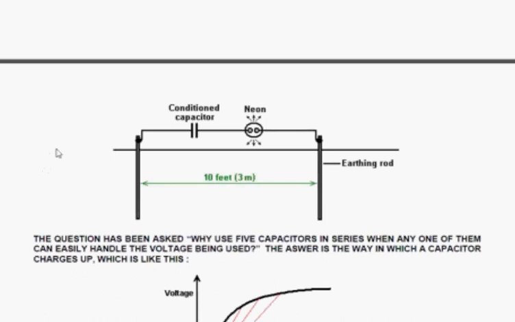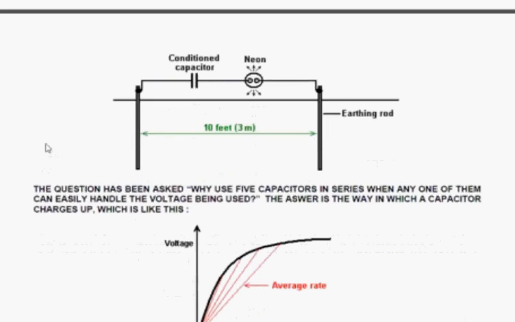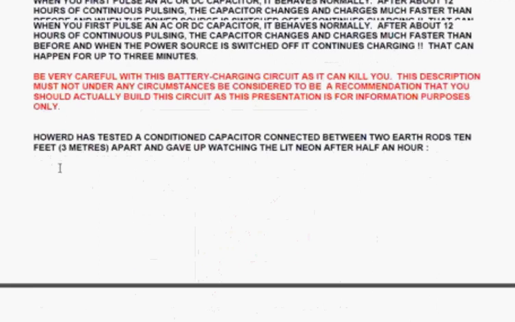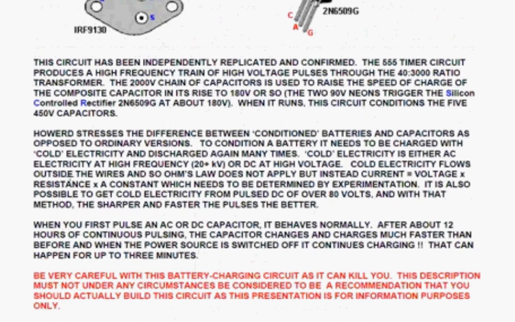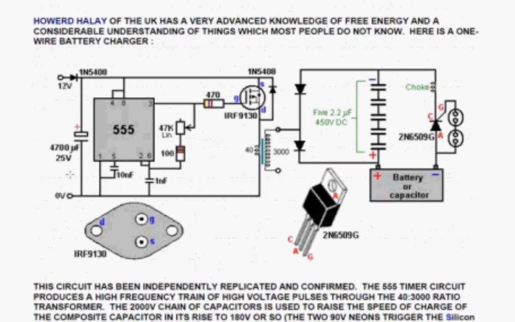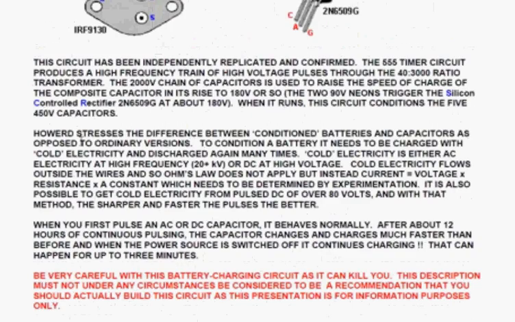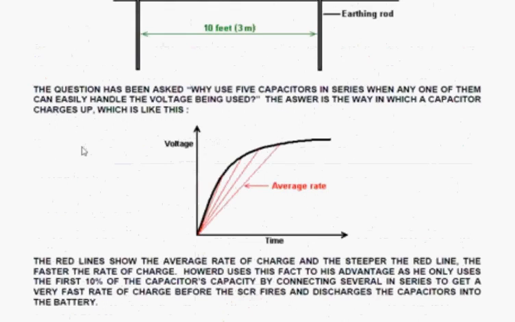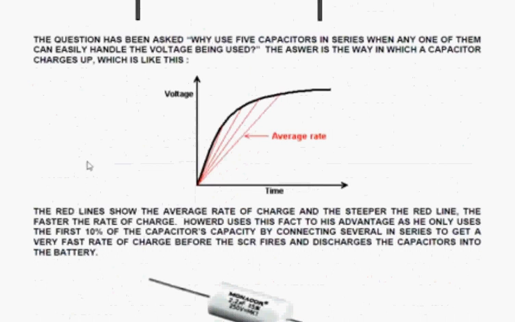And the question has been asked, why in this circuit here do you have 5 450 volt capacitors? Because all it'll charge up to is 180 volts, which any one of those capacitors could manage. Well, the answer to that is subtle. First of all, this is the way that a capacitor charging is represented. The voltage increases, and as it gets fuller and fuller, the rate of increase tails off.